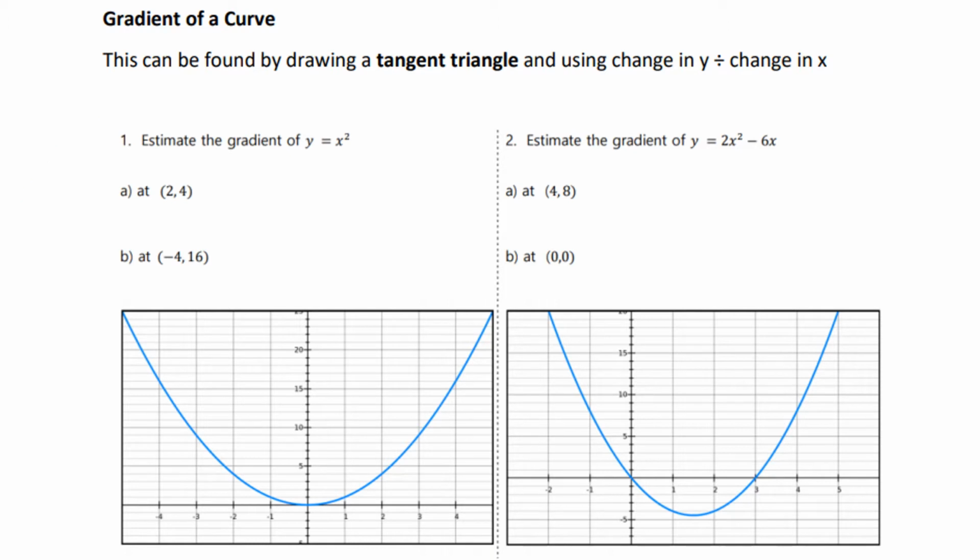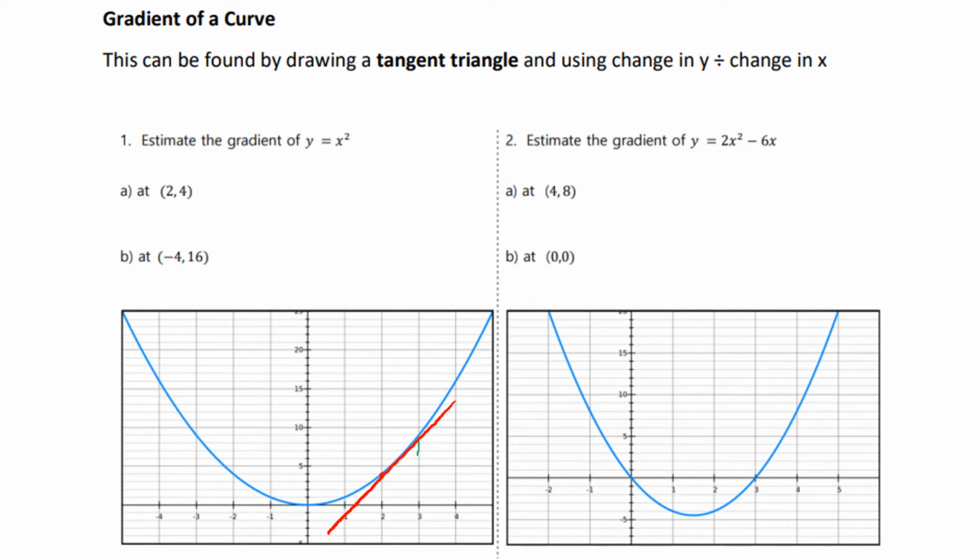Well, we do more or less the same thing. We're still going to draw that triangle, but we're going to have the hypotenuse, the long side, be a tangent. So let's look at an example here. If I'm going to do this with 2, 4, I'm going to use my ruler and try and draw a tangent to the curve at that point, which will look something like that. And then once I've drawn that tangent, I'm going to try and fill in the extra bits of the triangle.